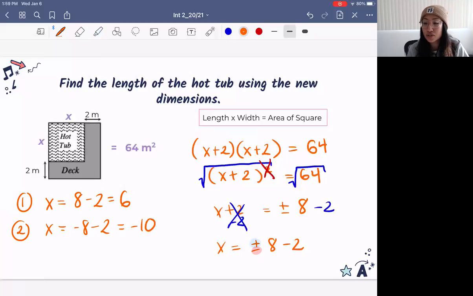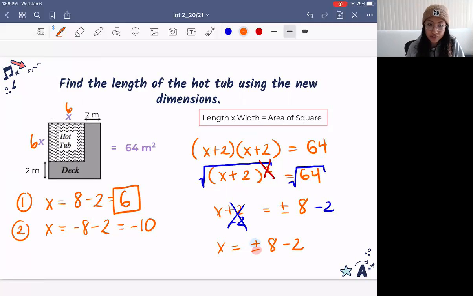But which solutions really work? It should be the positive 6. So this is technically a 6 by 6 hot tub. And as you know, the largest hot tub you can get here is 36 because it's a 6 by 6. And we also have one actual solution here and not two.